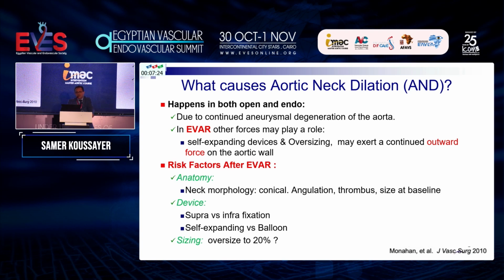So what are the risk factors? We have anatomical risk factors, including the neck morphology, like conical angulation, thrombus, or size of the baseline aorta. We have device factors like suprarenal versus infrarenal fixation, self-expanding versus balloon-expandable stent, and the sizing, if you oversize by more than 20%.